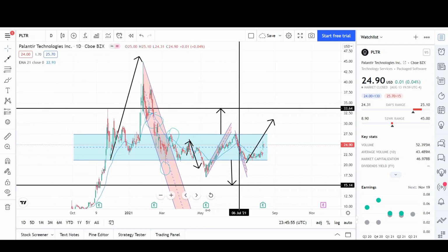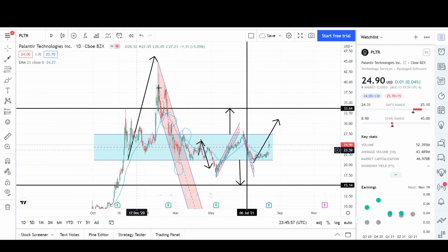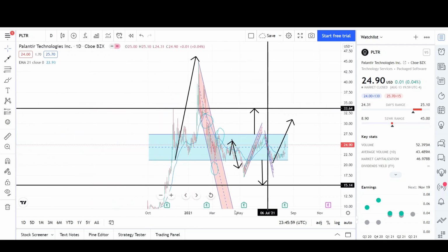And if we do continue much higher, we could probably even make a new high, or even a really large leg. If you combine these two measured moves together and drag it over here, that could go up to like the $50 or $60 level.